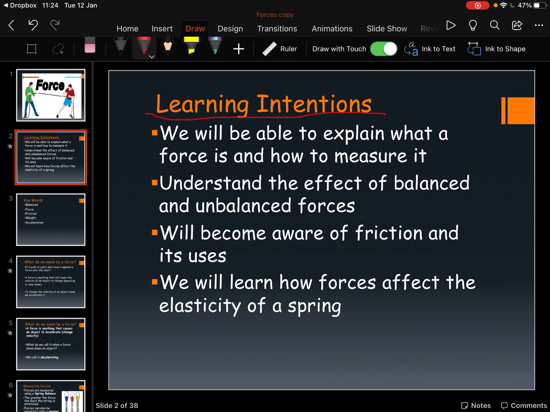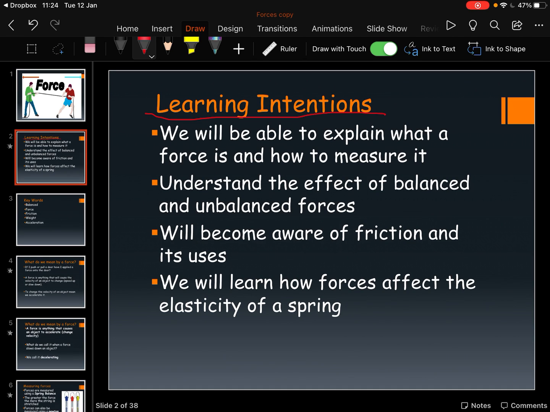So what are they? You will be able to explain what a force is and how to measure it. So you'll be able to explain what exactly is a force, what do we mean by a force, and how would we measure a force, okay? You will understand the effects of balanced and unbalanced forces. What do we mean by a balanced and an unbalanced force?